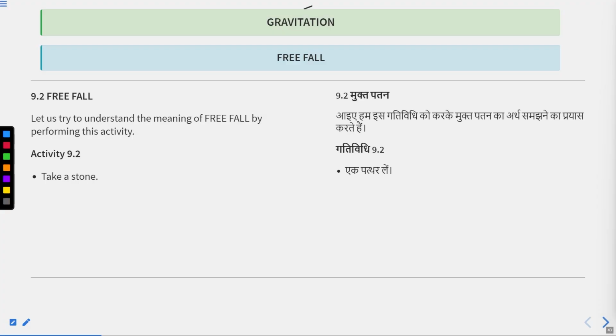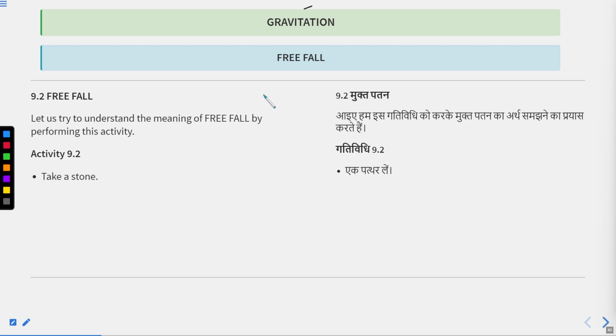Hello and welcome class. So we were studying chapter number 9 of NCERT class 9, and the name of this chapter is gravitation. In last class we completed the topic universal law of gravitation. In today's class we are going to start a new topic named free fall.